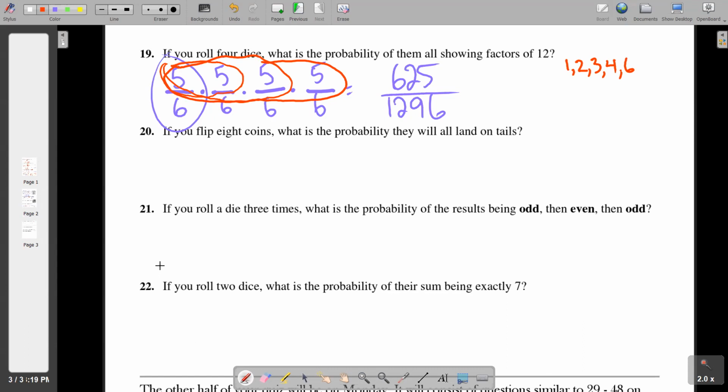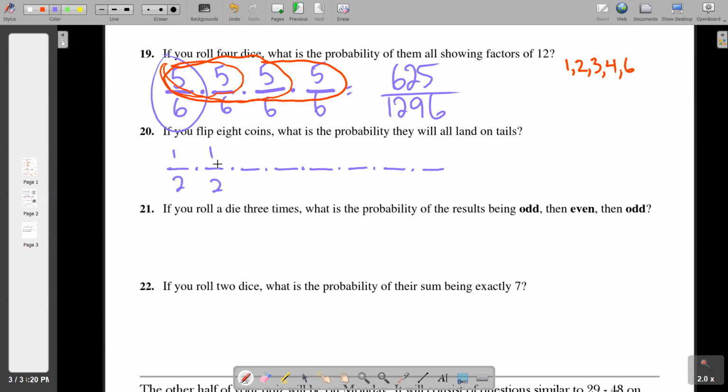Question number 20. If you're going to flip 8 coins, again, if you are at all confused as to how to do this, here is my standby explanation. Put a fraction for each one of the 8 coins. And of course, we can use exponents. All I want to know is this. What's the probability when I flip a coin that it lands on tails? Quick, what is it? Okay, how about the second coin?